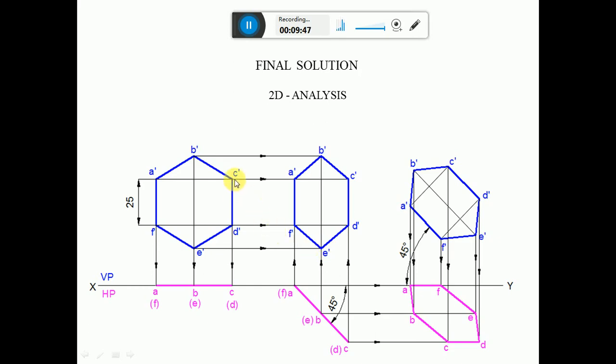Similarly, draw a horizontal projector from C dash and D dash, and draw a vertical projector from C and D, so that it will intersect in the front view at this point, which you mark as C dash, and here you mark the point as D dash. Then join A dash to B dash, B dash to C dash, C dash to D dash, D dash to E dash, E dash to F dash, and F dash to A dash with a dark line, so that you get the hexagon here in the front view.